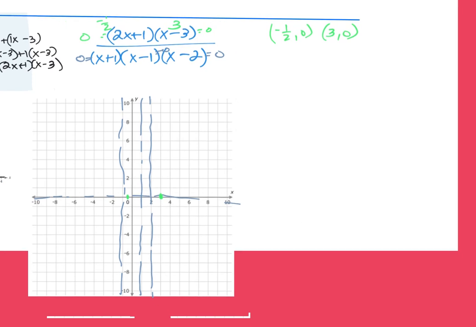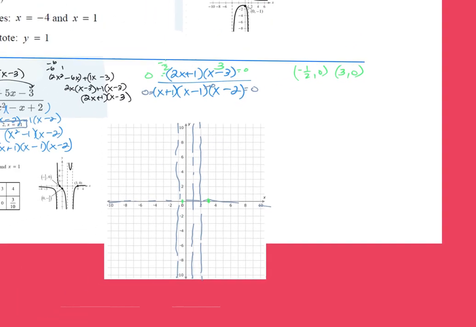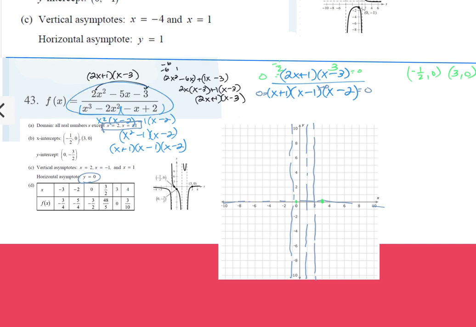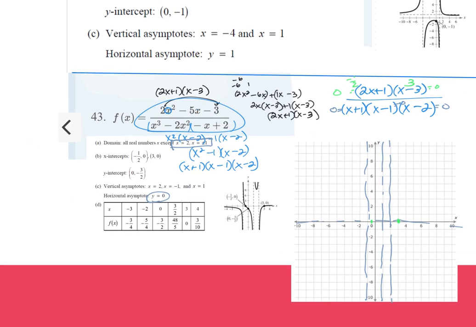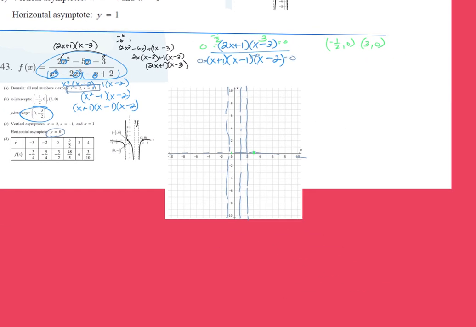And then for the y-intercept, I would plug 0 in. For the x, it's easiest to do that from over here. Plug 0 in for the x, I'd get 0, 0. So -3 over, this would be 0, 0, 0, 2. -1.5 would be the y-intercept that's there. So it's here.